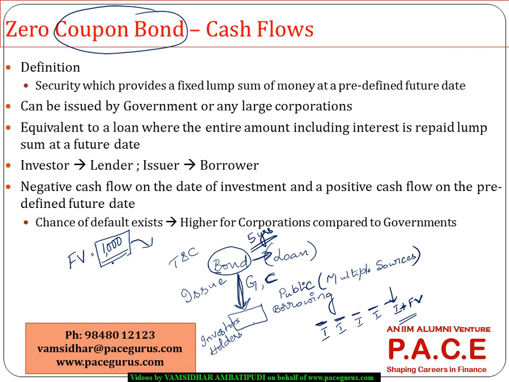It's the worth of the bond. The face value is the typical notional value of that bond. And on this, if at all there is an interest at each of the periods, that interest at each of the periods is actually called a coupon.